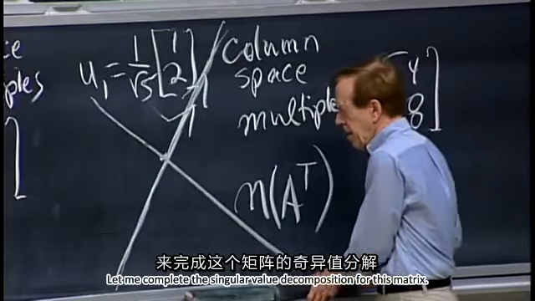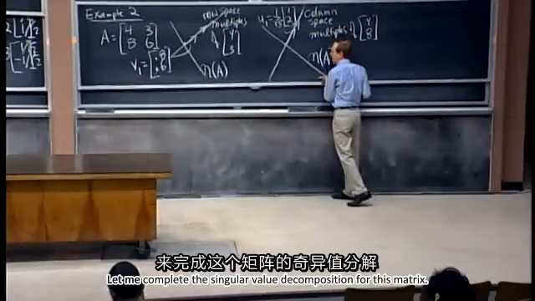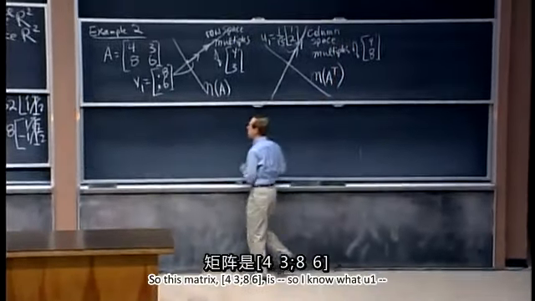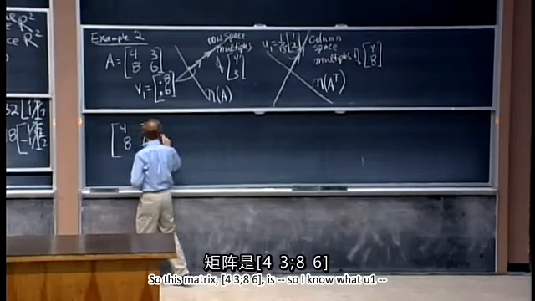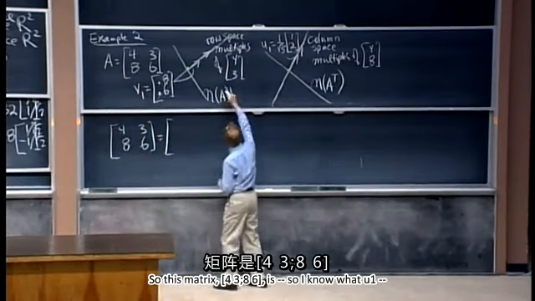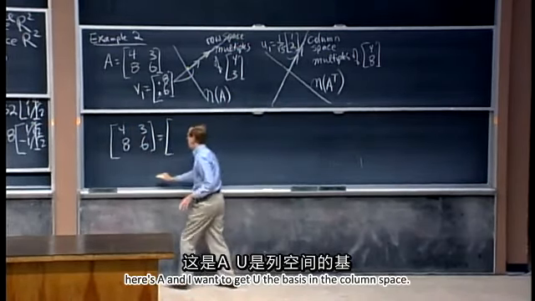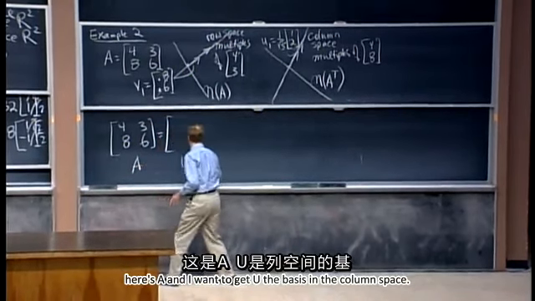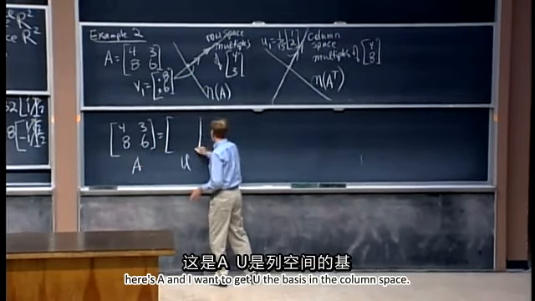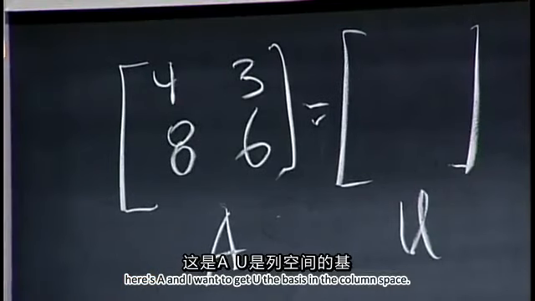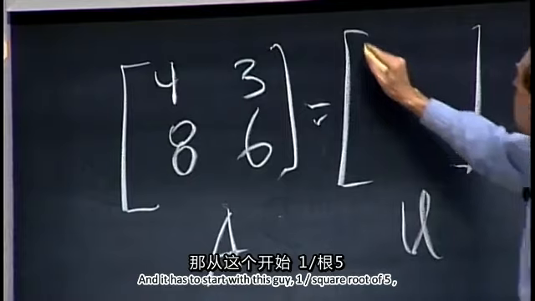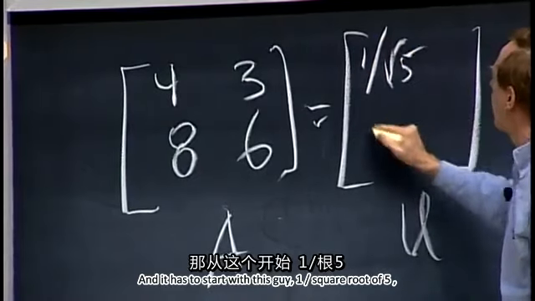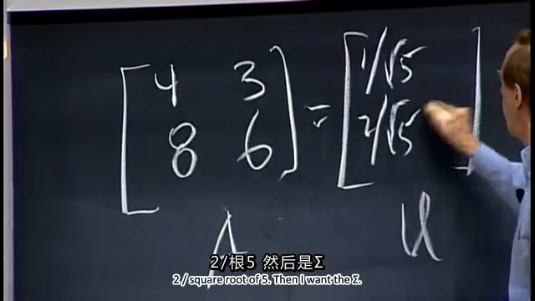Let me complete the singular value decomposition for this matrix. So this matrix, 4, 3, 8, 6. Here's A, and I want to get U, the basis in the column space, and it has to start with this guy: 1 over square root of 5, 2 over square root of 5.